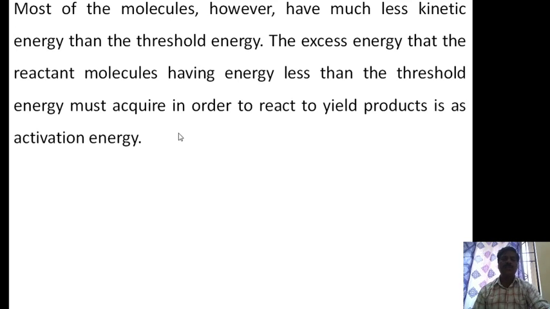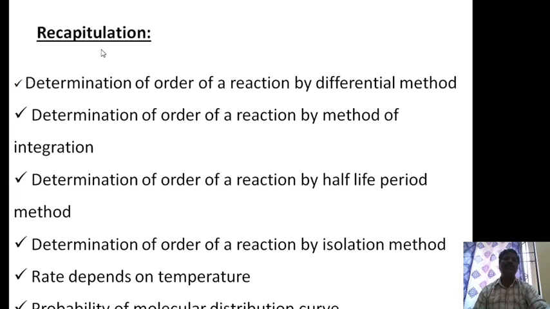And so far we have studied determination of order of the reaction by the differential method, determination of order of the reaction by the method of integration, then the third one, determination of the order of the reaction by the half-life period method, and determination of order of the reaction by the isolation method. These we have studied so far, using different methods.